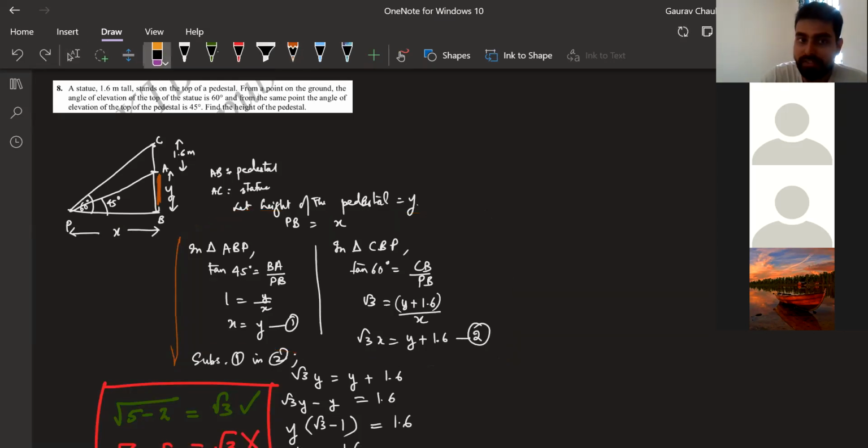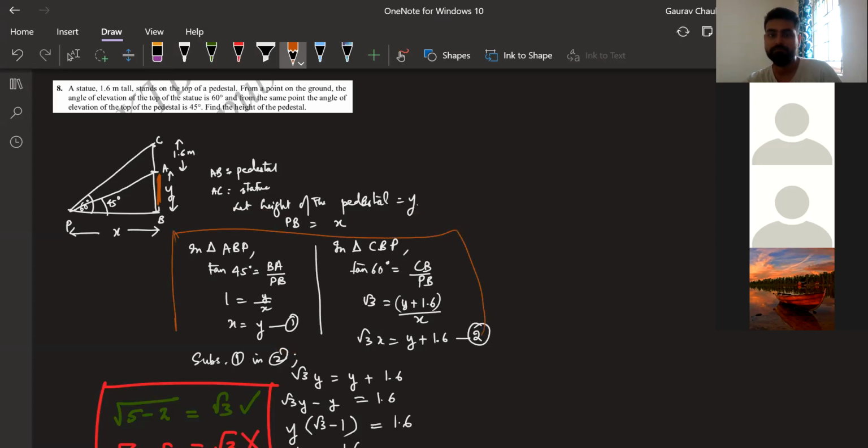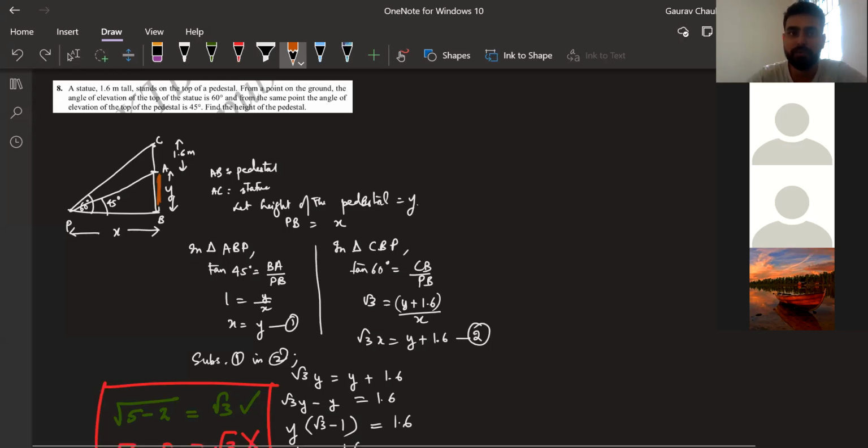Are we clear? How are we feeling about this? Does anyone have a doubt at this particular step? At this step, I am making two equations. In the end, I don't want the answer for both variables. PB is not asked. The distance of the point from the foot of the pedestal is not asked. So I will remove X from the equation. I finally want Y. But are both equations pretty clear?